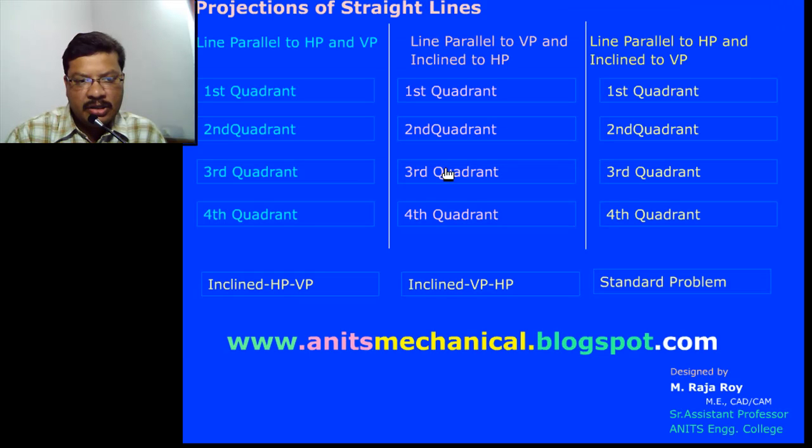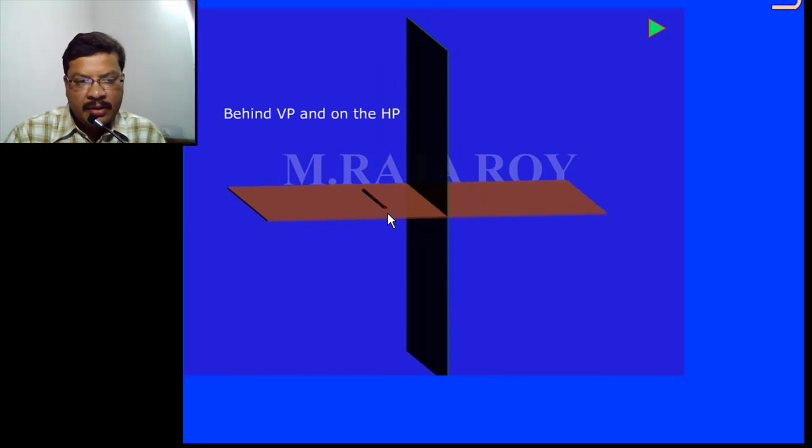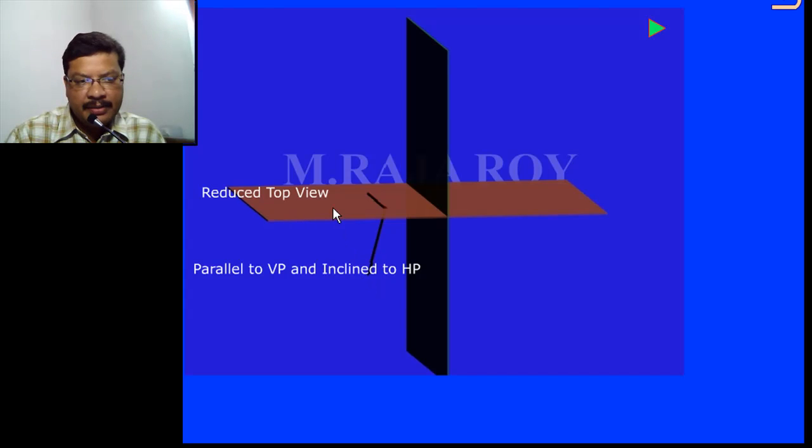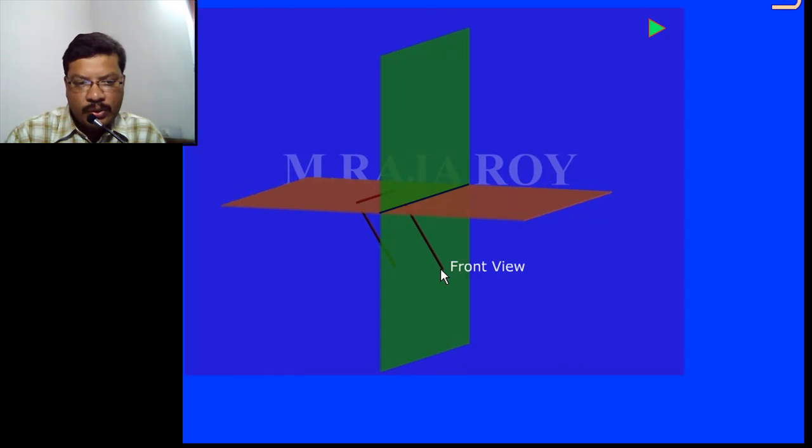Now we'll see the next case in the third quadrant. In the third quadrant, the line is on the HP, but we'll rotate it not above HP. We'll rotate it such that this end will come below the horizontal plane. Then automatically we'll get the reduced length in the top view, and this is the actual position of the line, parallel to VP and inclined to the HP. Now observe how we are getting the front view. Front view will be obtained on the vertical plane, and this front view gives the true length. And this is the top end, this is the reduced length. After rotation, this top view will come above the XY line.